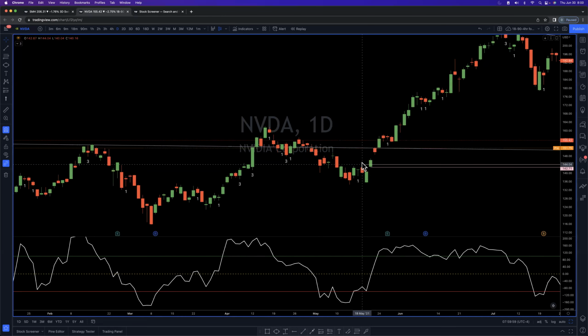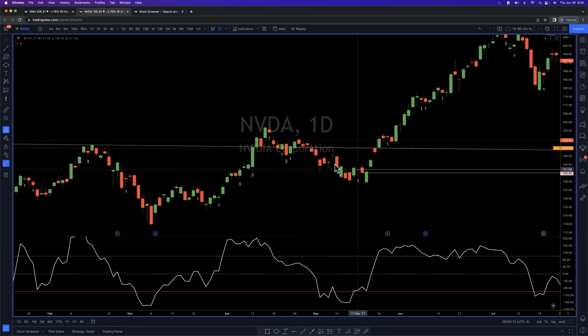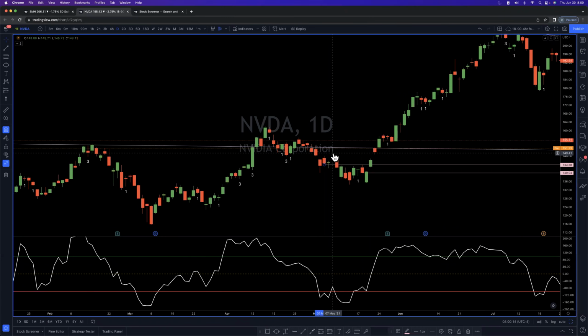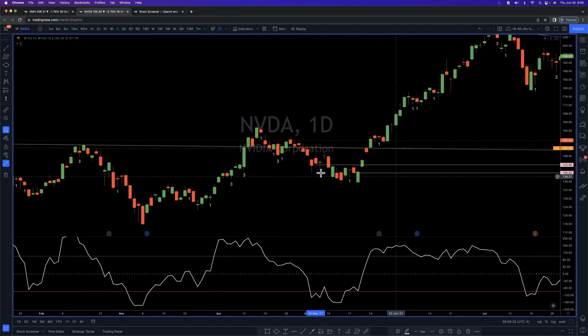I'm looking for another area that this could possibly take. This is a 2-up, so 2-up. Here's a 2 down. Here's a 2-up. This is the low of this bar at 140. Okay, all right, yeah, I think I like it. So I'm going to take this 2-up because of this broadening formation we drew.